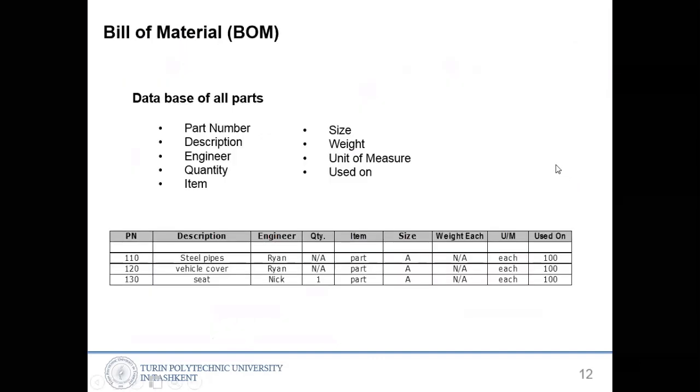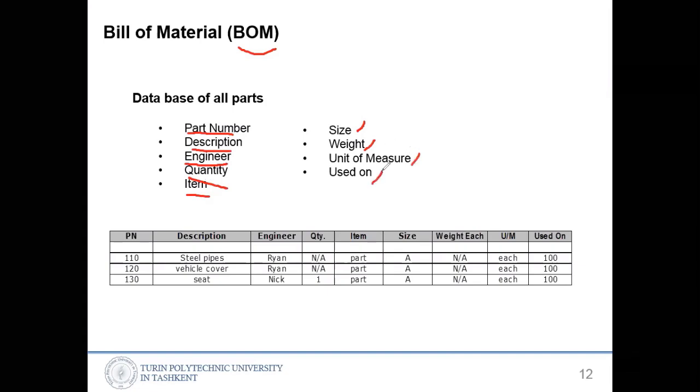Okay, so what's a bill of material? A bill of material is a similar thing to a part list, but in most cases we use a computer to list it up. So what's included in the bill of material? Various types of bill of material might be produced. In most cases it will have part number, description, engineer name, who did this, and quantity and item. Is it a part or an assembly? Then the size, the weight and unit of measure, and used on where.